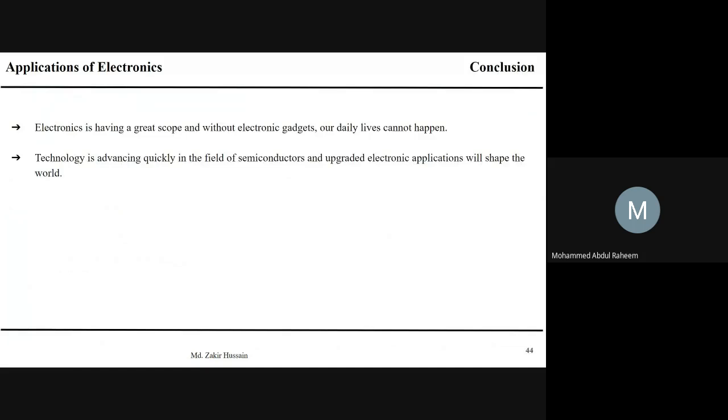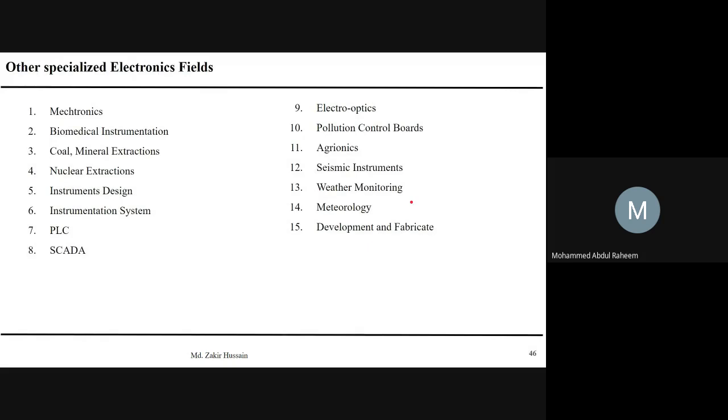So electronics has a great scope, and without electronic gadgets, our daily lives cannot happen. Technology is advancing quickly in the field of semiconductors, and upgraded electronic applications will shape the world. You people are going to shape the world. Remember, not IT, not CSE guys. Other specialized electronic fields, so far you have seen several. There are a lot more things behind. These are a few more that I have listed. We can go through them.